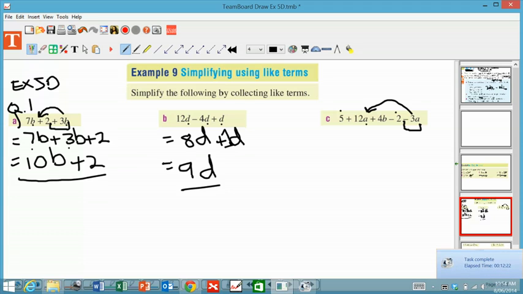Okay, what are the numbers called without any letters? Alright, we put these guys together because they are like terms and they are called constants.